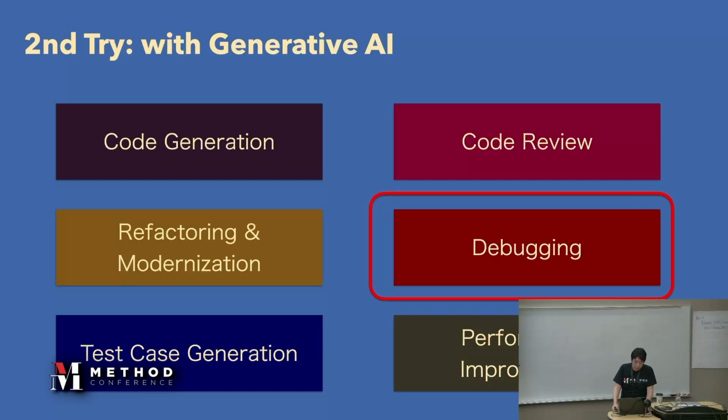Okay, let's move on to the second try. Debugging is often one of the most time-consuming tasks in mobile app development. And so, to solve this problem, generative AI is very beneficial. How to solve a build error problem? Generative AI can provide suggestions based on my question.